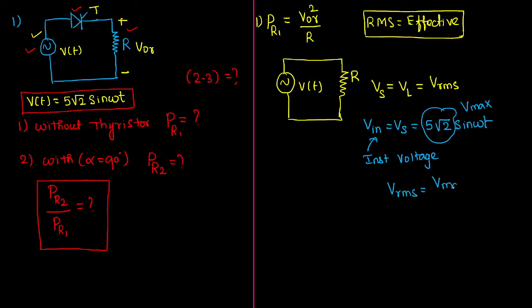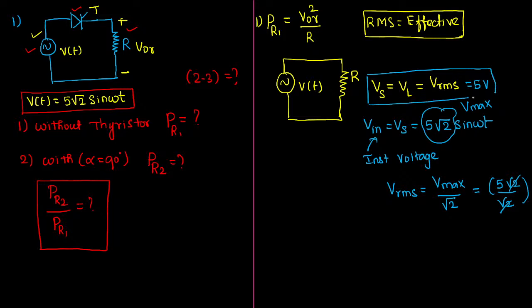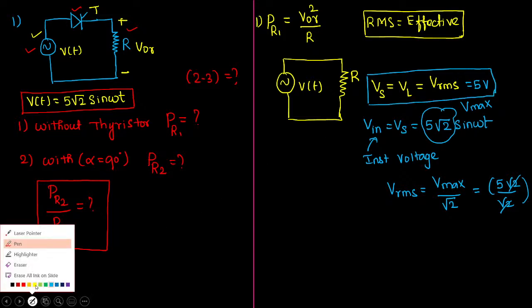Vrms equals Vmax upon square root of 2. Substituting the maximum voltage, 5 root 2 upon root 2, the root 2 cancels out. Finally, the RMS voltage is equal to 5 volts. So successfully we got the output voltage in case number 1. Just understand the subject. Keep a smile on your face and be happy.